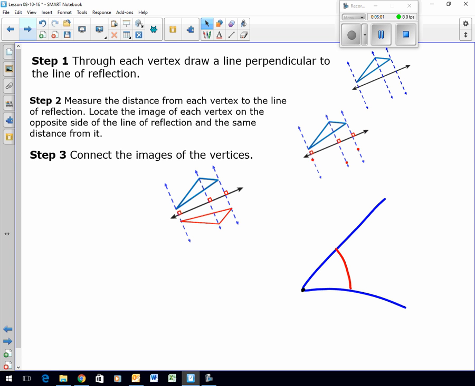I form perpendicular lines with each particular vertex. Measure the distance from each vertex to the line of reflection. Locate the image of each vertex on the opposite side of the line of reflection, the same distance from it. Okay, it's a way of saying equidistant.